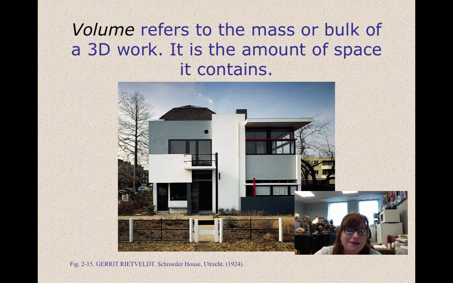And then here we have a work of architecture that was influenced by the Mondrian paintings. This is Schroeder House. The architect was Gerrit Rietveld. And you can see, again, there are lines and squares and rectangles. So volume refers to the mass or the bulk of a 3D work. It is the amount of space it contains. So you could say a work of architecture would have a lot of volume.